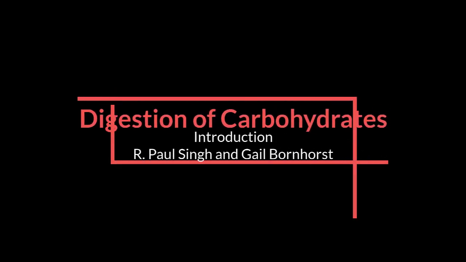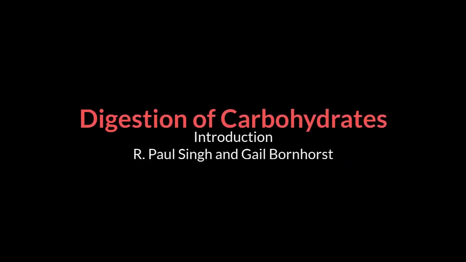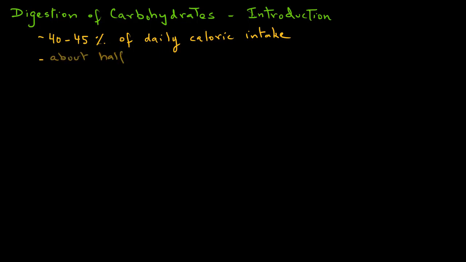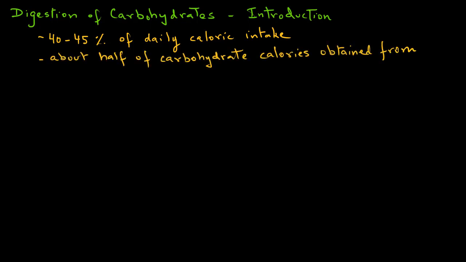In this tutorial, we will look at digestion of carbohydrates. Now, in our daily diet, about 40 to 45% of the daily caloric intake is from carbohydrates, and about half of the carbohydrate calories in our diet is obtained from plant starches.